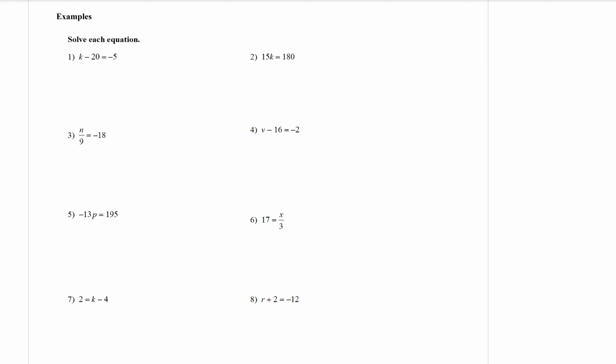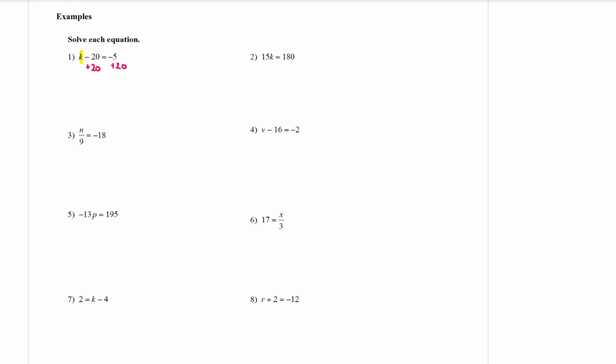Now we always do the opposite operation. A plus is the opposite of a minus and vice versa, and times and divides are opposites of each other as well. So if I have k and I subtract 20, if I want to move that minus 20 away, the opposite is to add 20. Now I have to do it to both sides of the equal sign, because you want to think of this like a set of scales. We have to keep it balanced on either side of that equal sign.